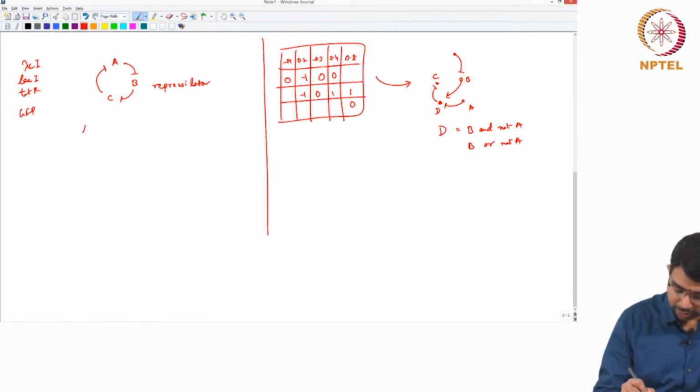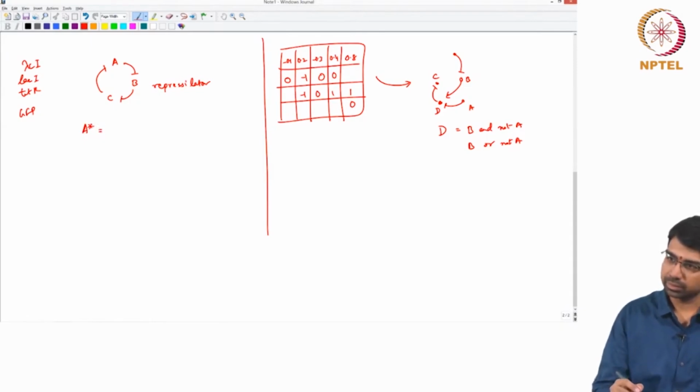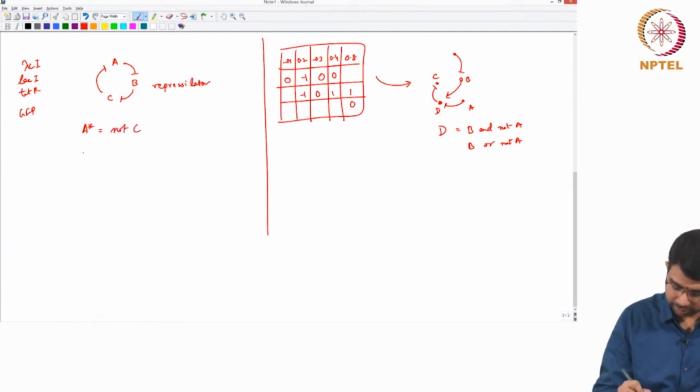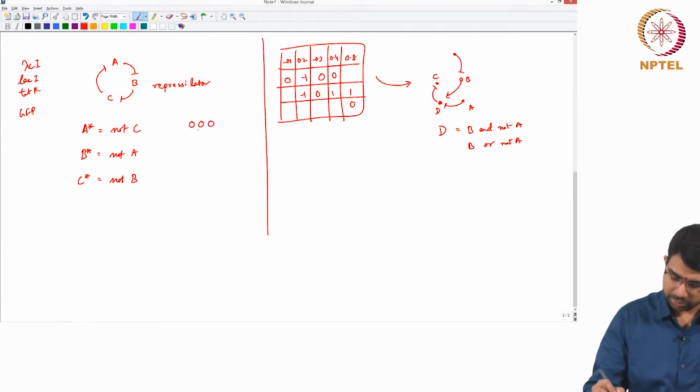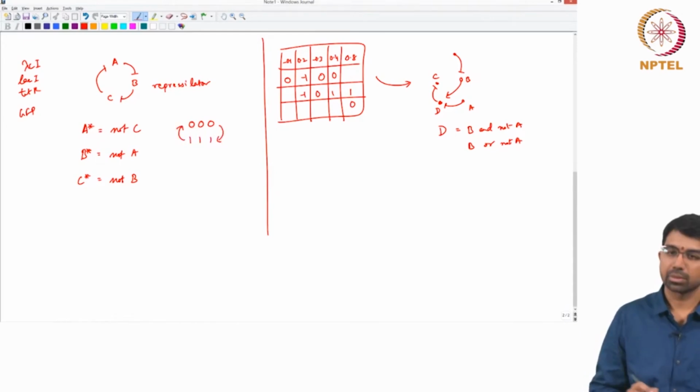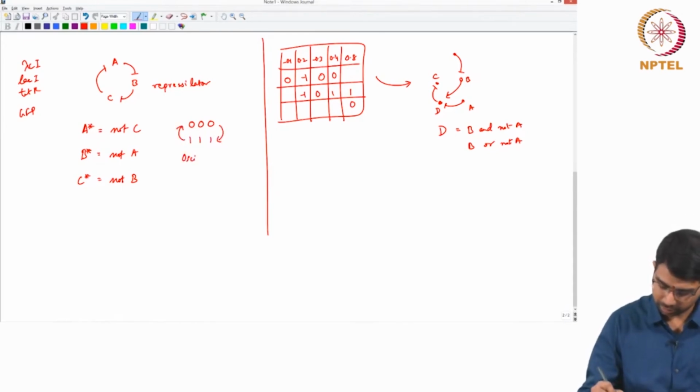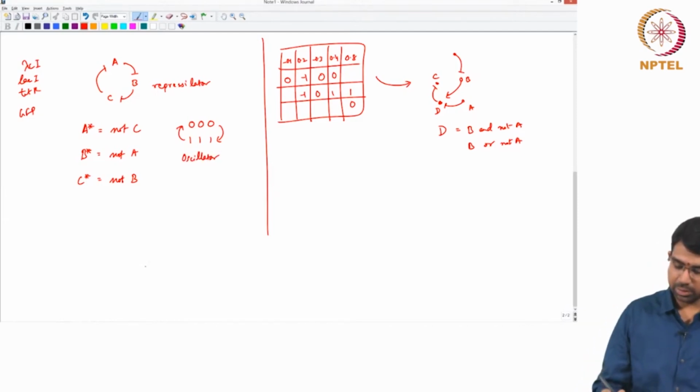Now, what are the rules that you would write? A star is not C, B star is not A, C star is not B. Now, let us look at 0 0 0, this will just become 1 1 1, which will again become 0 0 0, so you have a nice oscillator.